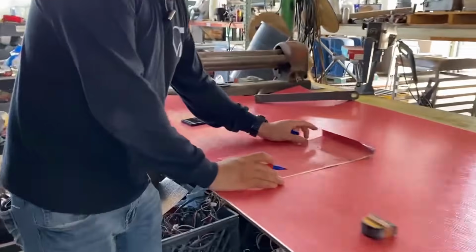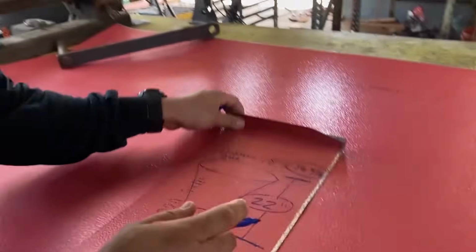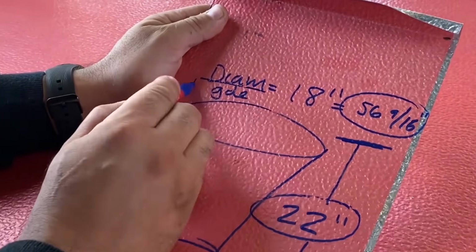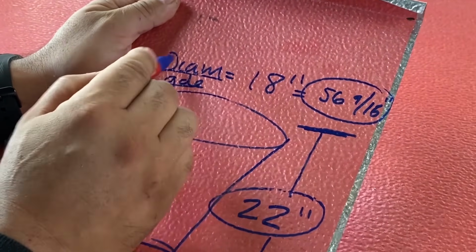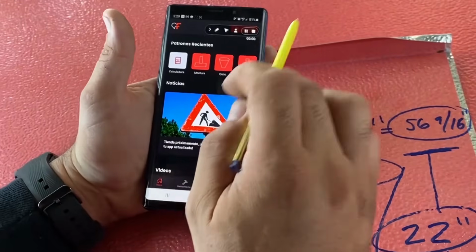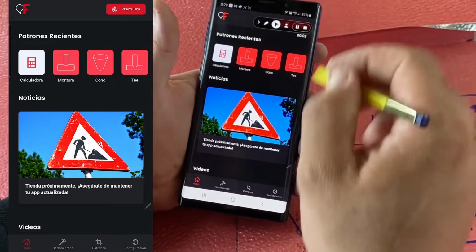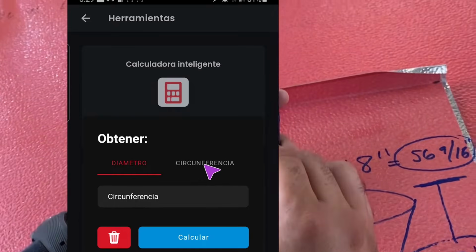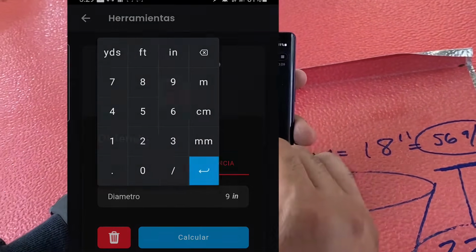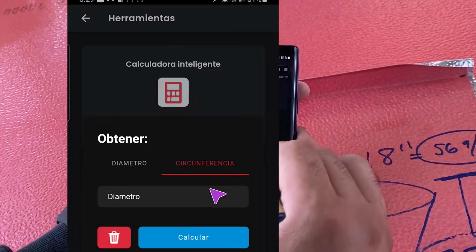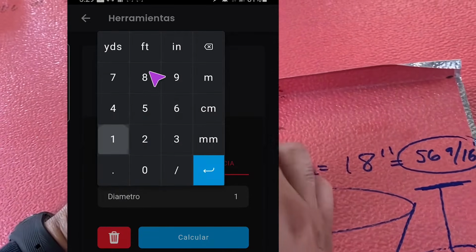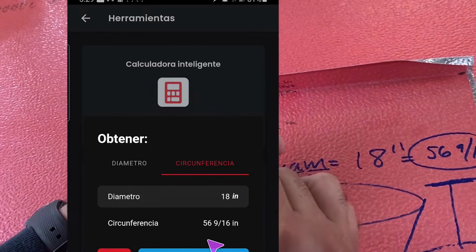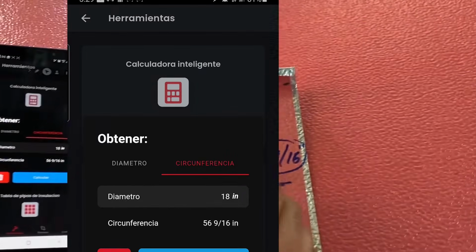Here, I already have predefined what we're going to do. Look, we're going to make a cone with a large diameter that's going to be 18 inches. To get the circumference, I'll open the tools and push circumference. Here, I'll erase this, and I'll put 18 inches. It gives me a circumference of 56 9/16, which is what I already had here.